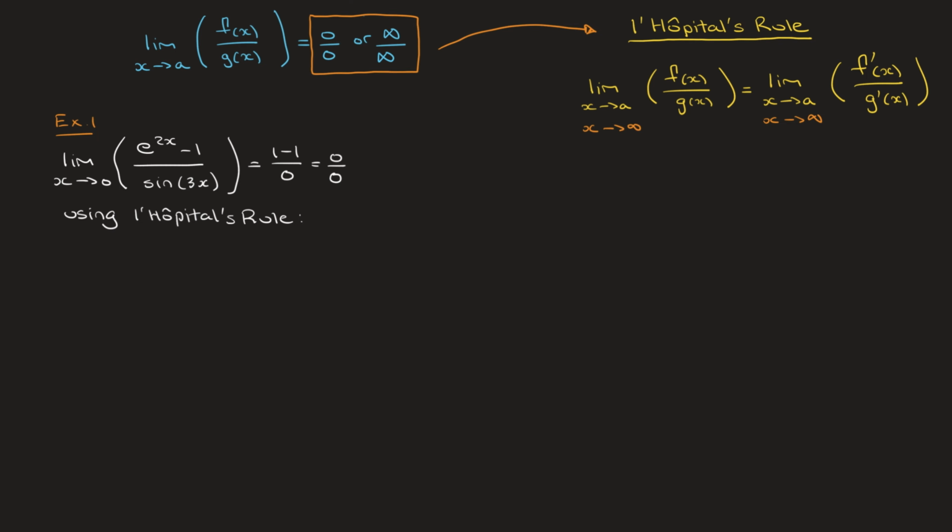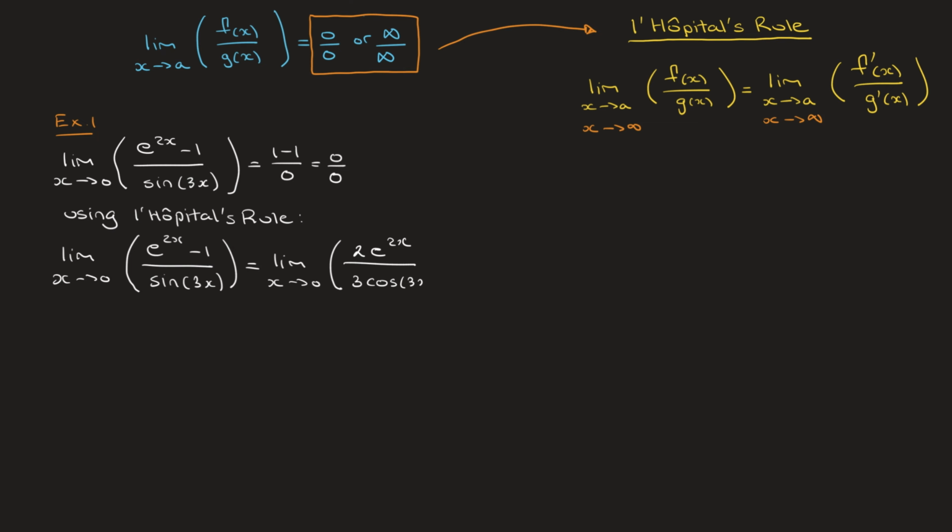And so we could go ahead and state that the limit as x tends towards 0 of what we started off with, e of 2x minus 1 over sine of 3x, is equal to the limit as x tends towards 0 of the derivative of e of 2x minus 1, which would just be 2e of 2x, over the derivative of sine of 3x, which is just 3 cosine of 3x.